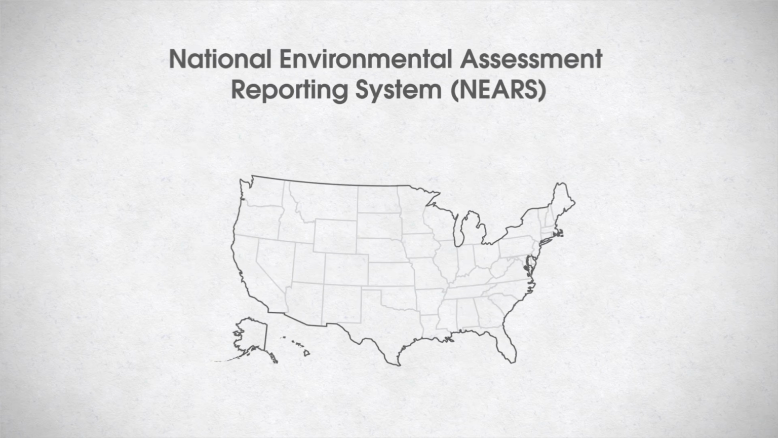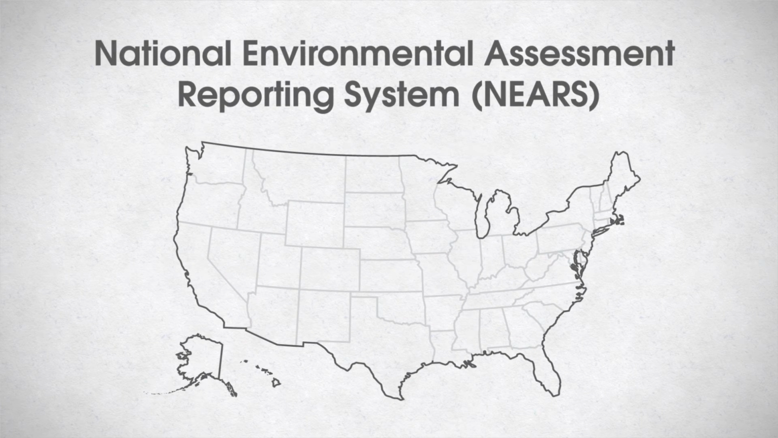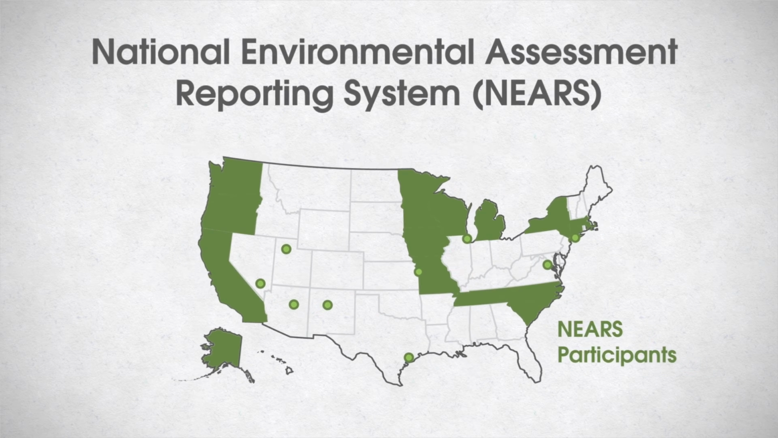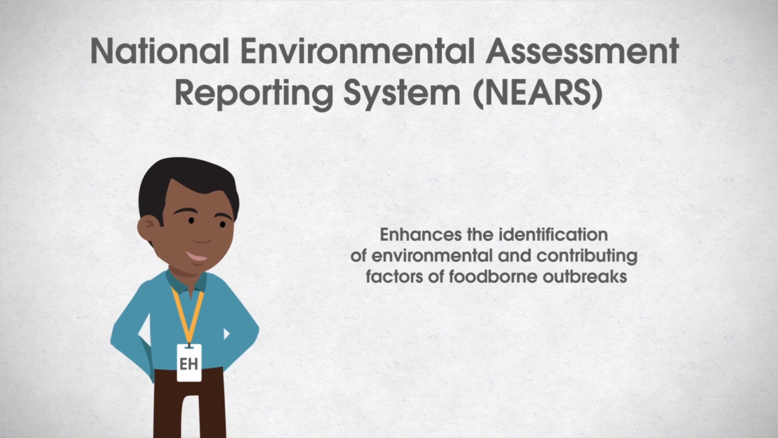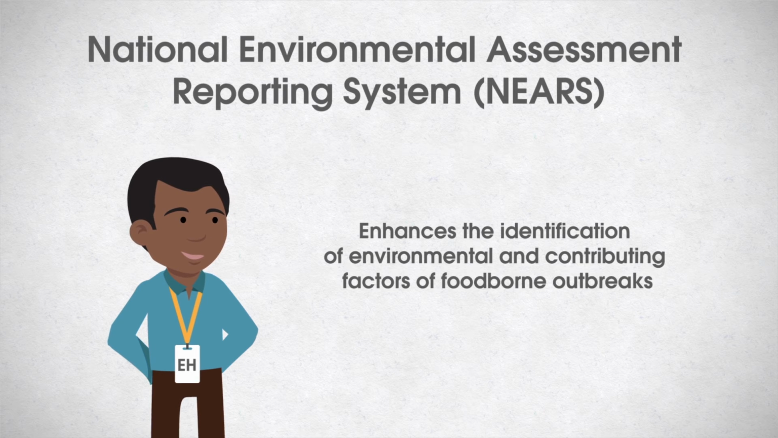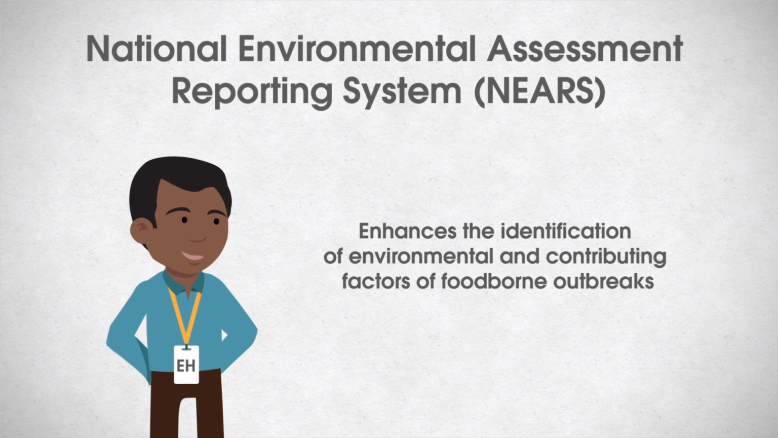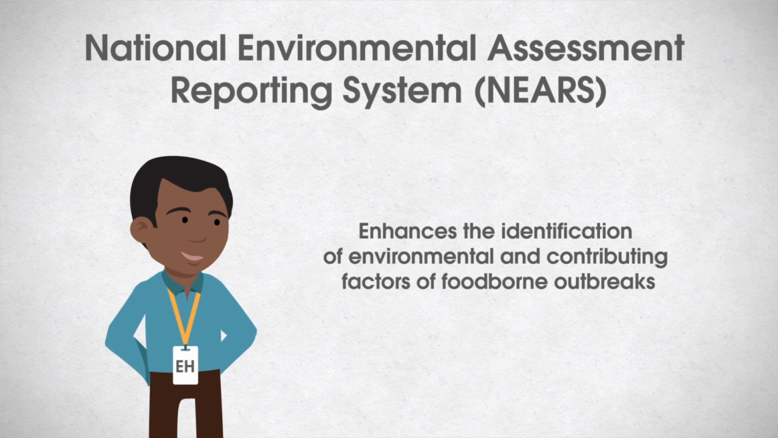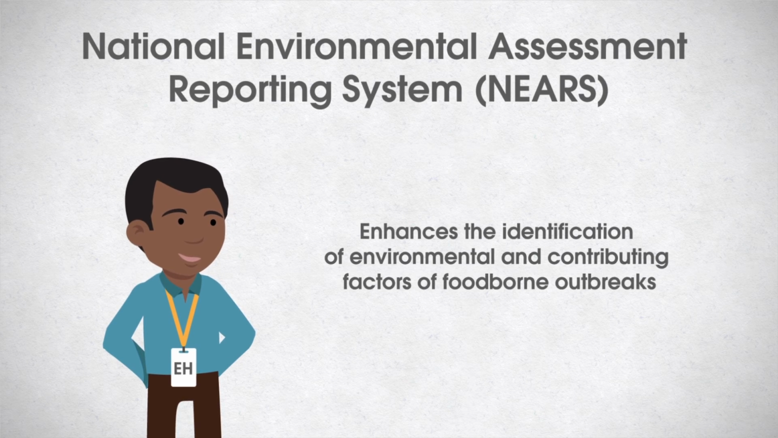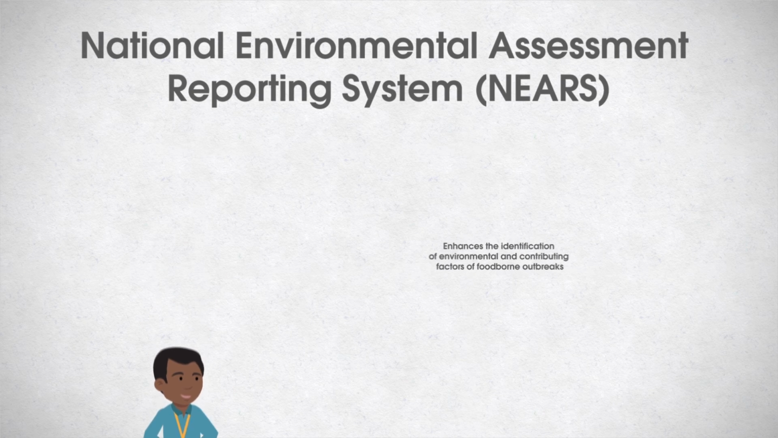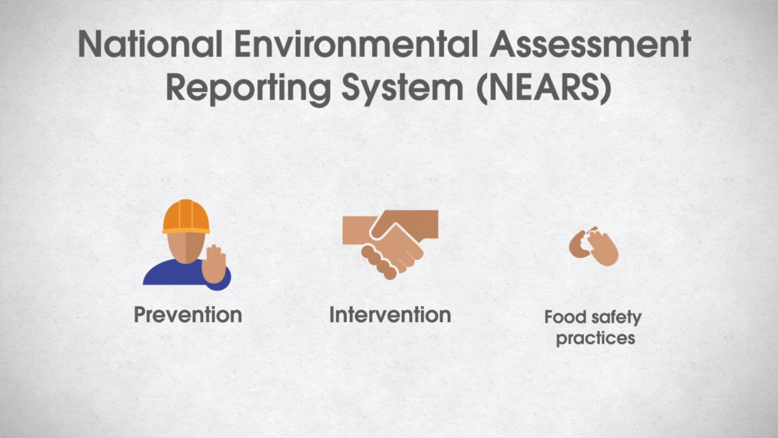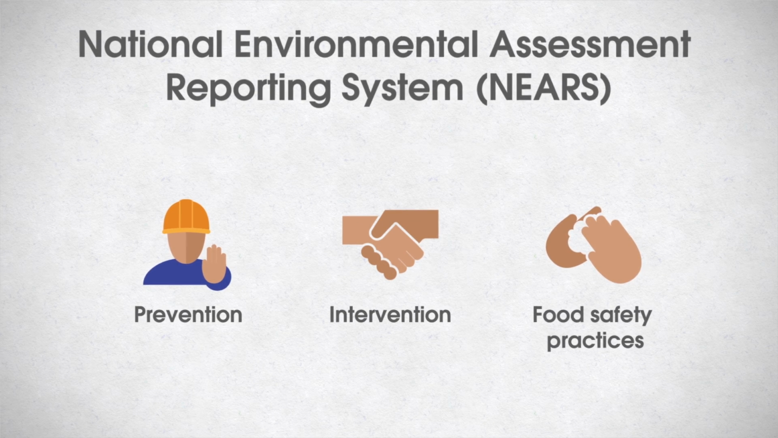In addition to NORS, the National Environmental Assessment Reporting System, or NEARS, has been developed by CDC. NEARS is primarily used by environmental health professionals and is a national surveillance system that enhances the identification of environmental and contributing factors of foodborne outbreaks. NEARS serves as a repository for state and local programs to report data collected from environmental assessments during foodborne outbreaks. State and local jurisdictions can choose if they want to participate in this surveillance system. Using the data collected by participating state and local programs, NEARS aims to improve prevention, intervention, and food safety practices to reduce the number of foodborne outbreaks.